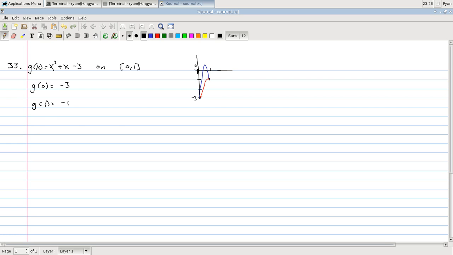So let's take the derivative. Let's look at g prime of x. Our derivative would then be 3x squared plus 1. And no matter what value you plug in for x, this quantity is always positive. And if we add 1, again, it's always positive. That tells us that the function is always increasing.